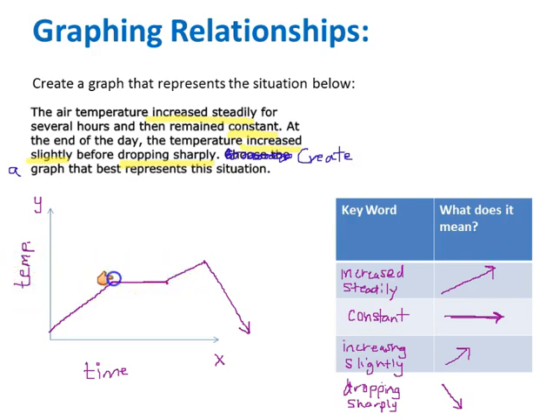If it's temperature, it might be distance. So increasing, constant, increasing, decreasing. So look at those keywords to help you both create a graph and also use those keywords to interpret a graph as well. You can also work backwards from a graph and create a situation that would represent the graph. So I'm going to go on to the next slide, so if you need more time, go ahead and click pause.